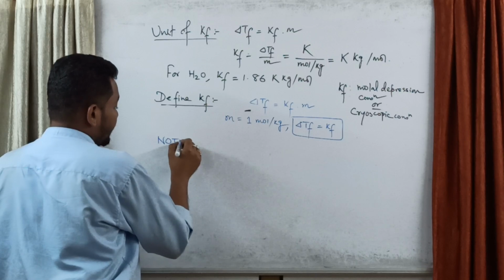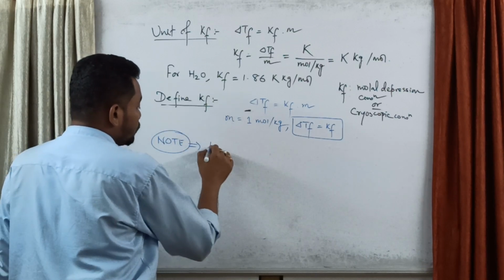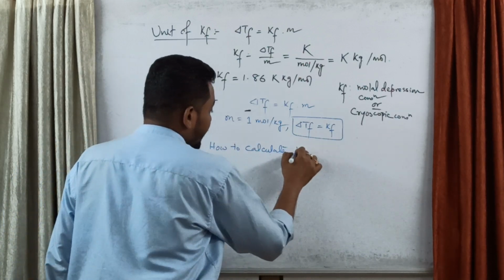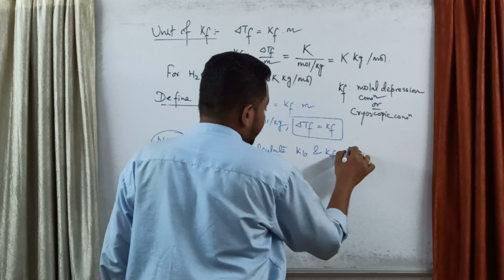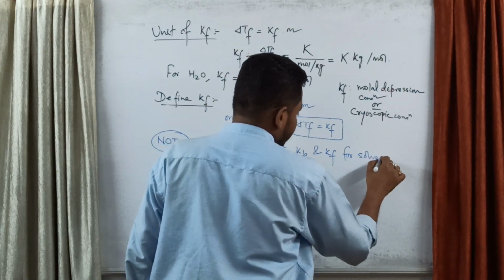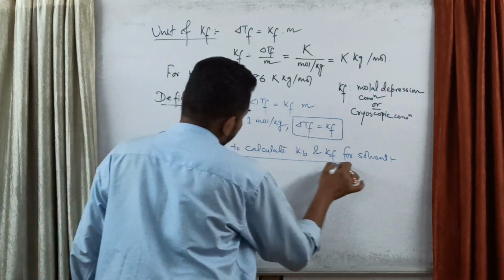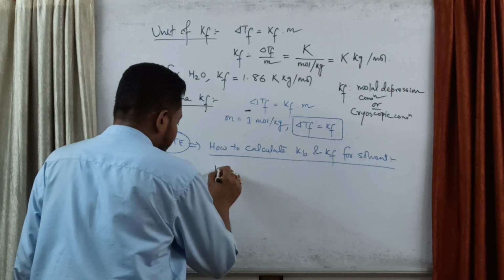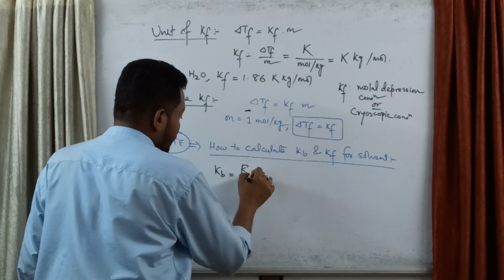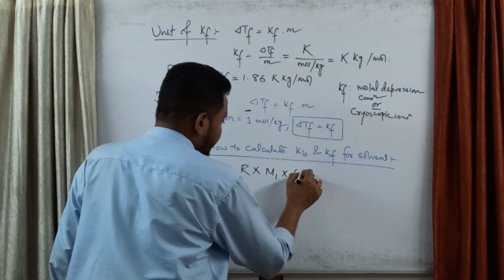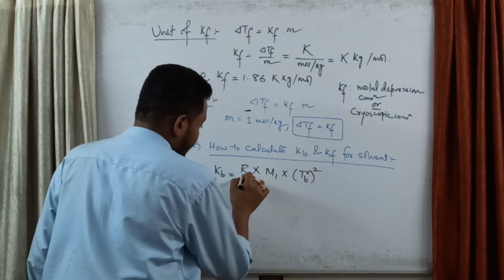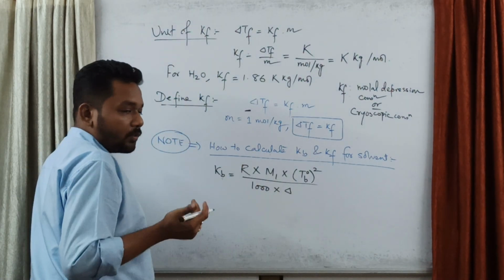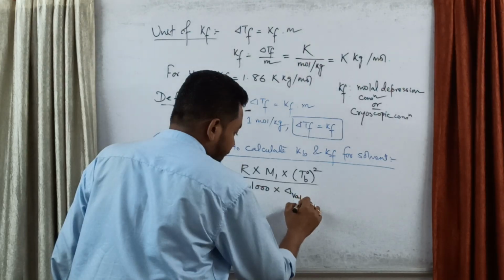that will be helpful for your entrance exam also: how to calculate KB and KF for a solvent. Because KF and KB you are calculating for a solvent, so how to calculate KB and KF? So KB can be calculated, the formula is R M1 TB0 square divided by 1000. যেহেতু KB মানে কি, elevation of boiling point এর সাথে connected, so we can write down delta vaporization heat.